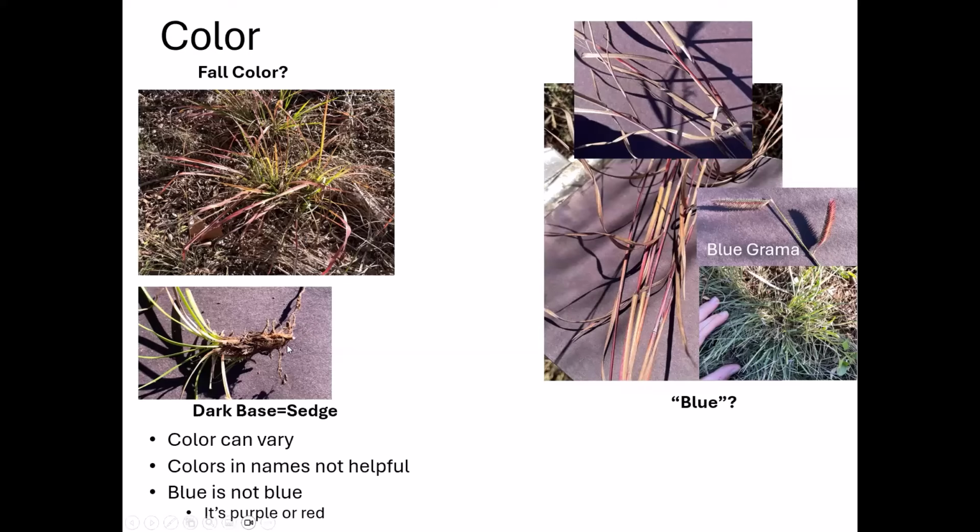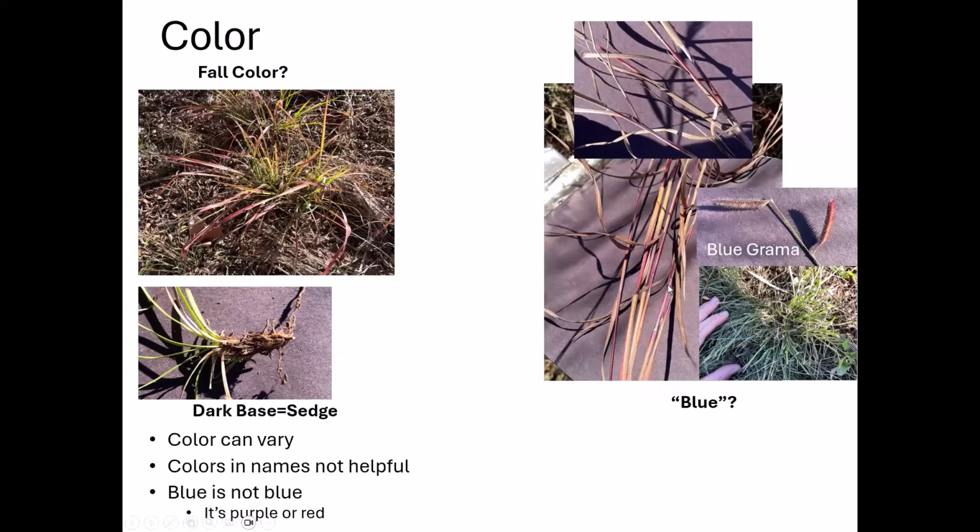Now, something that may be helpful, and this is pretty much for my region, with some grasses this may not always be the case. But typically in my region, if you see something that is grass-like and it's got a dark base, it's typically a type of sedge, which is technically not a grass. So that's one color that I can kind of rely upon in my area.